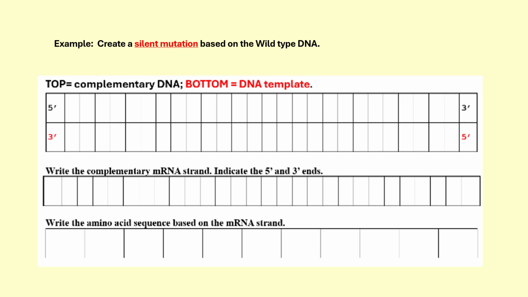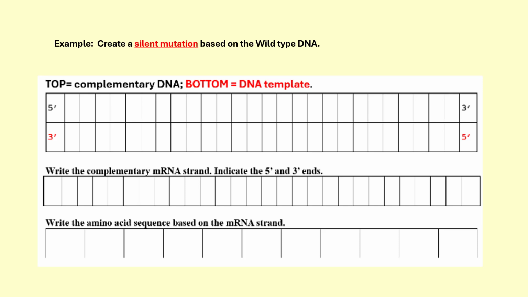You'll then mutate the wild-type DNA sequence following the directions. For example, you might be asked to create a silent mutation based on that wild-type DNA. So what you can do is first fill in the boxes with the wild-type DNA and then form that silent mutation. You could change one or more of the nucleotides to form that silent mutation. There's many versions. You get to choose which one you want to present.